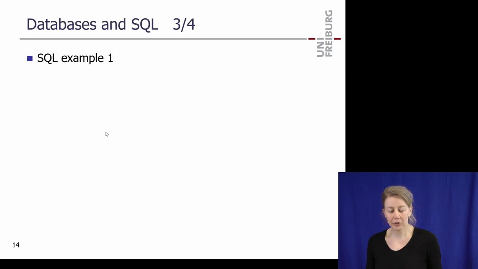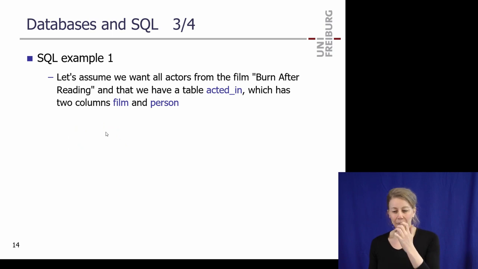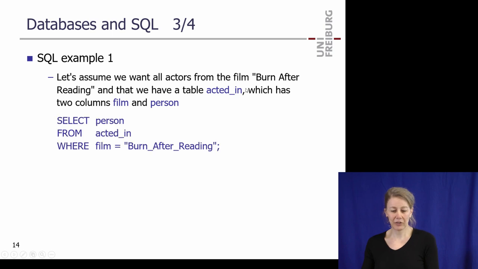Now let's go back to two example queries here. And the first example query, so now we have our two tables. We're now just interested in acted in. And now let's say we want all actors from the film Burn After Reading. Well, here's the query.